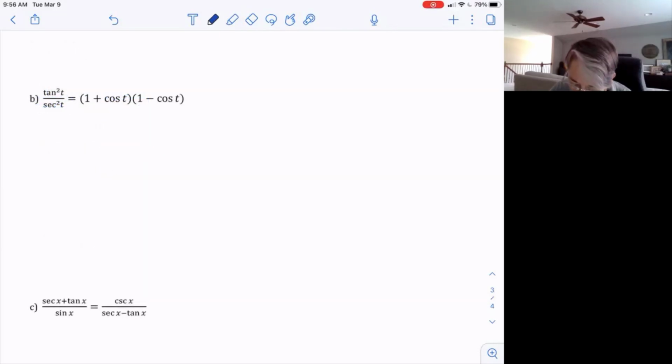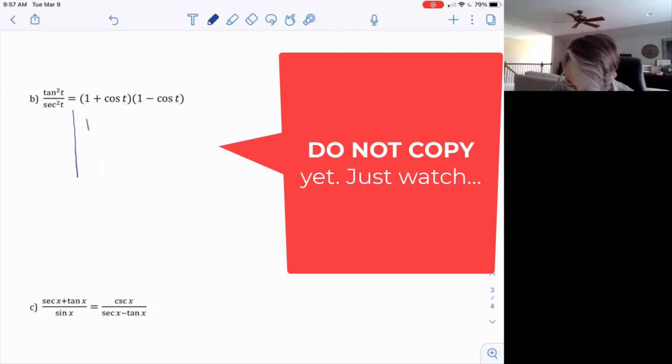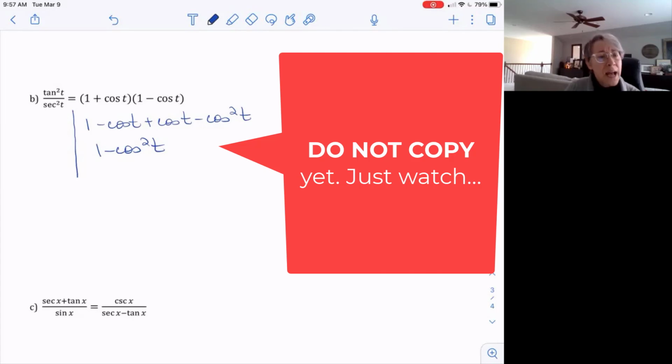Now, on part B, it might seem as though we would rather work on the right-hand side first, and we can even start there. We would get 1 minus cosine t plus cosine t minus cosine squared t, which leaves us 1 minus cosine squared t. But it looks like there's going to be a lot of weird manipulation to try to go from there to the left-hand side. So it's okay if you start on one side and you're like, I don't see where that's going to take me, and then turn around and start on the other side. That's fine, as long as you work them both separately.